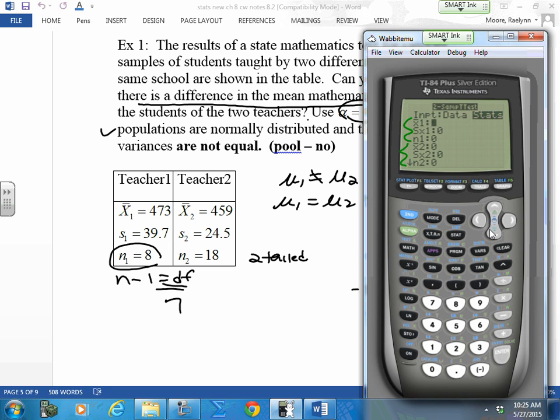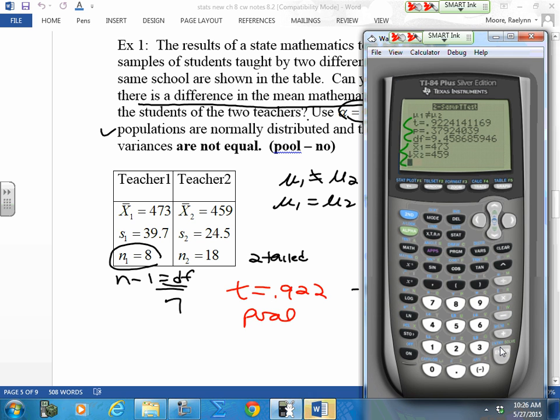So enter your data. Guys, hang in there. Let's just get this in. Make sure you use your n, not your degrees of freedom. Don't pack up yet. Okay, now, what's your tail? 2 tails. Now here, is it pool? No. Take the no word. And then come down here to calculate. Here's your T. Here's your P value.